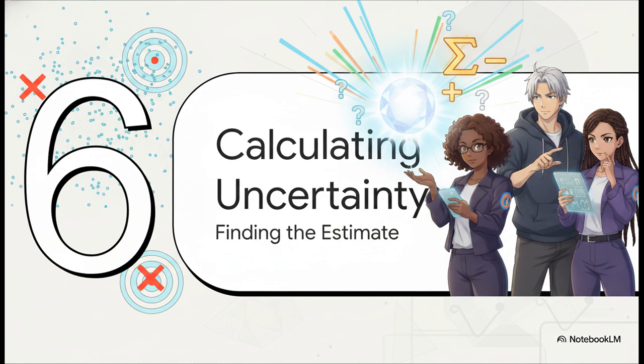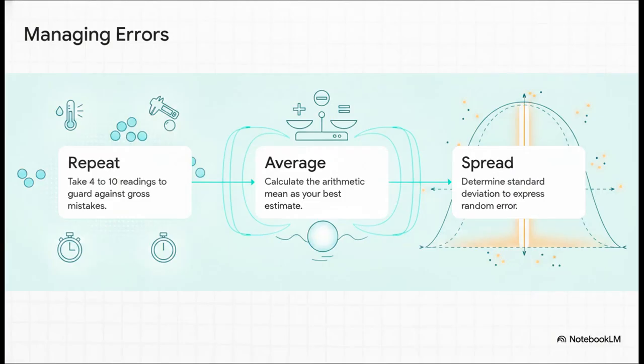Calculating and expressing uncertainty. How do we actually find our best estimate? So you know about bias, scatter, and gross blunders. How do we actually do the math to find our best estimate of the truth? The most bulletproof solution comes down to 3 basic steps. First, repeat the measurement. If you only measure once, a gross error could slip by completely unnoticed. Taking somewhere between 4 and 10 readings is usually the sweet spot.